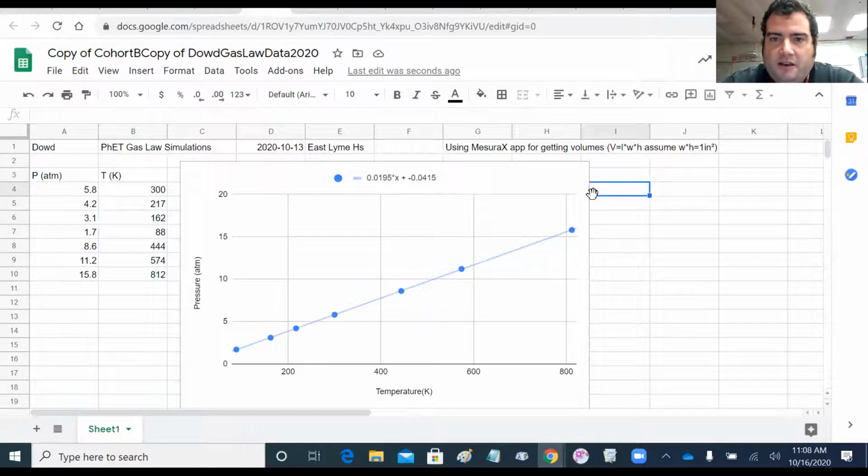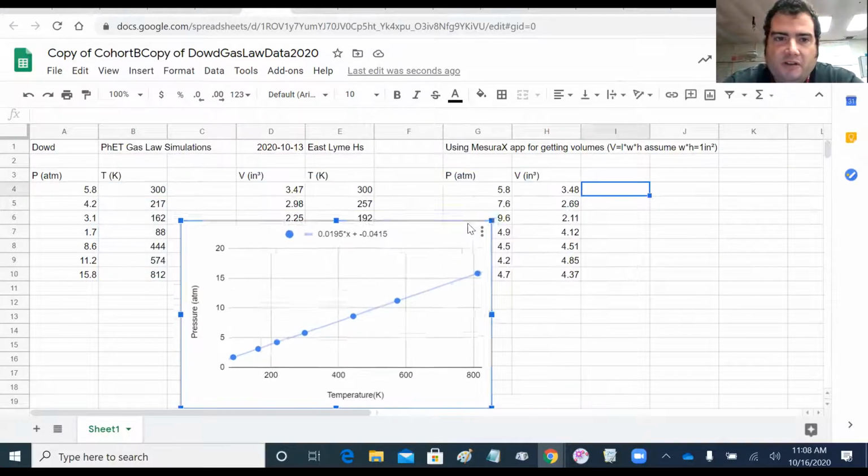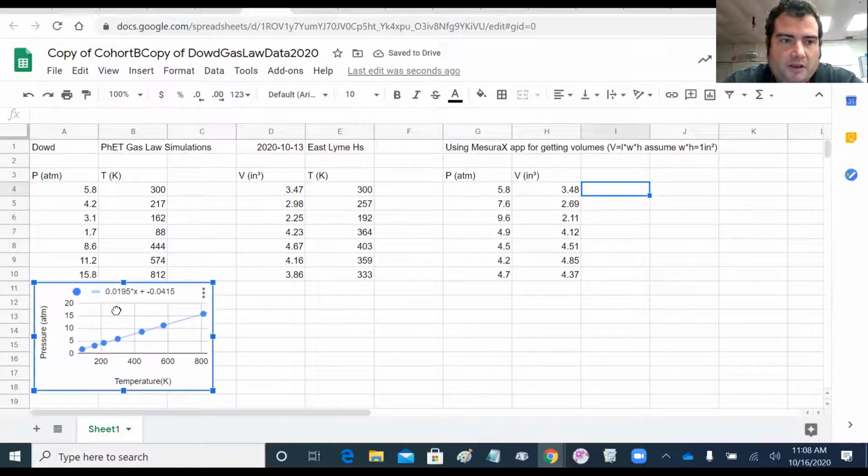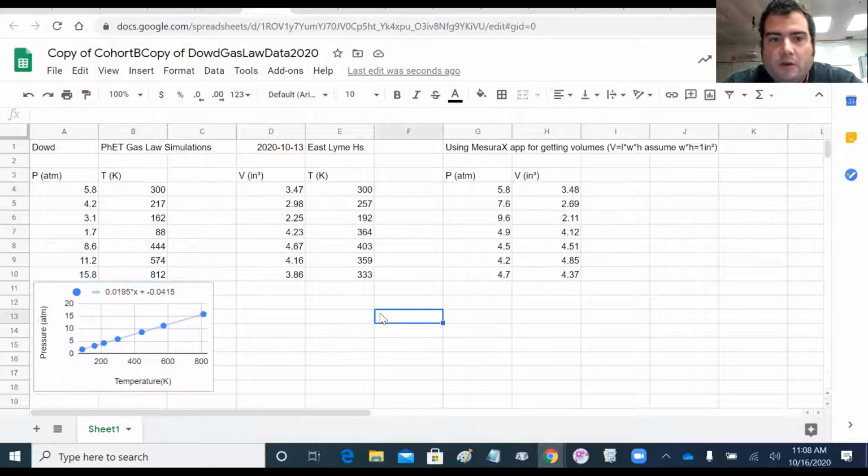So we'll X out of here. We'll resize our graph, make it tiny, put it under the experiment. And I'm going to ask you guys to hit pause on this video and go again and make your data for the other two. So here's what that data looks like.